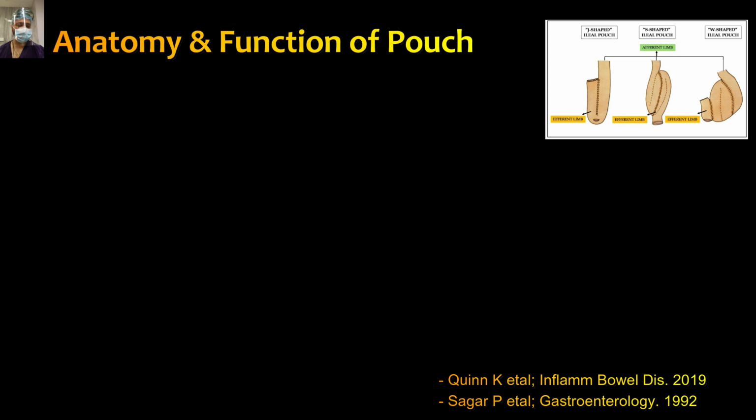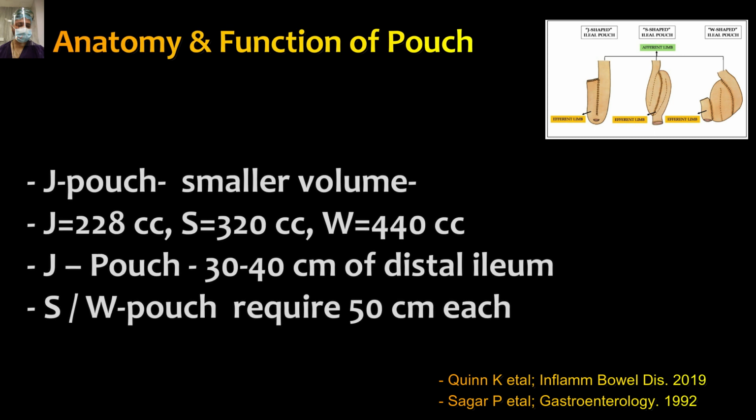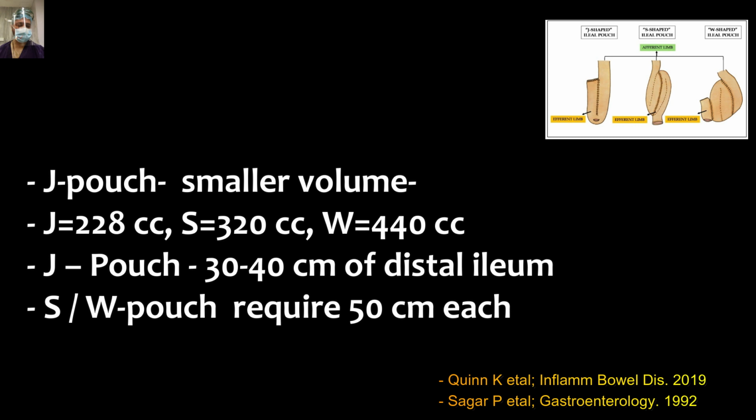J pouch is simple to create and easier to reconstruct and anastomose, but the volume, the capacity, is less. It is around 228 cc. For S pouch, it is 320 cc, and the maximum capacity is for W pouch, that is 440 cc. In J pouch, we require around 30 to 40 centimeter of the distal ileum. In an S and W pouch, we require around 50 centimeter.